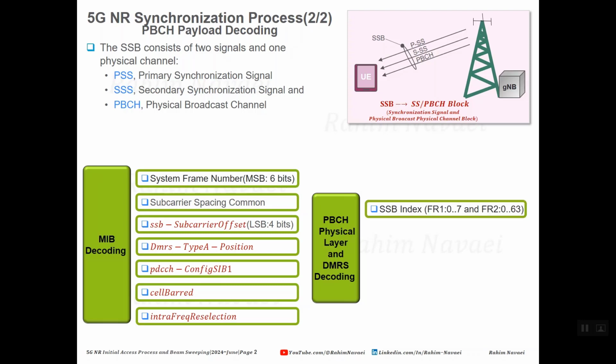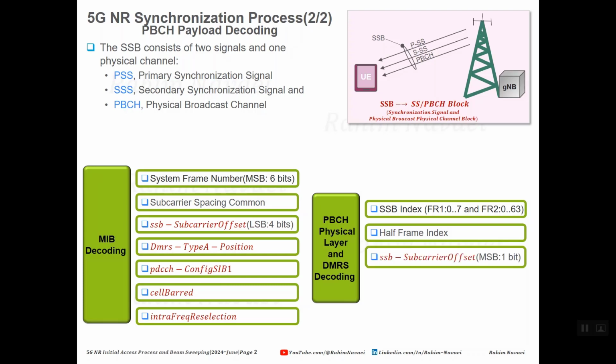SSB index: when a 5G new radio cell performs the beam sweeping technique to send multiple SSBs, you can identify each SSB beam with the SSB index. Half frame index, which can be first half frame or second half frame. SSB subcarrier offset 1 bit, the most significant bit, MSB, which is required for frequency range 1, as I mentioned in MIB decoding. And system frame number 4 LSBs.